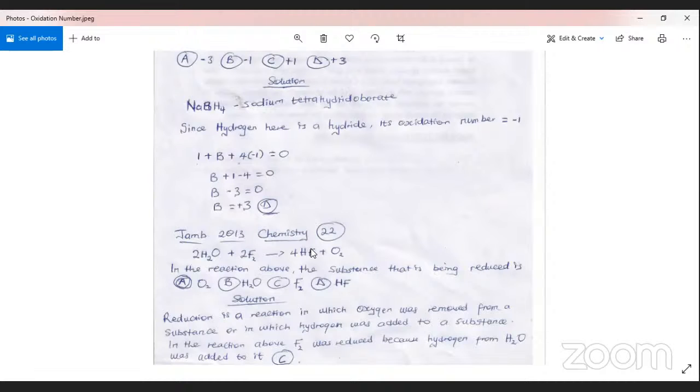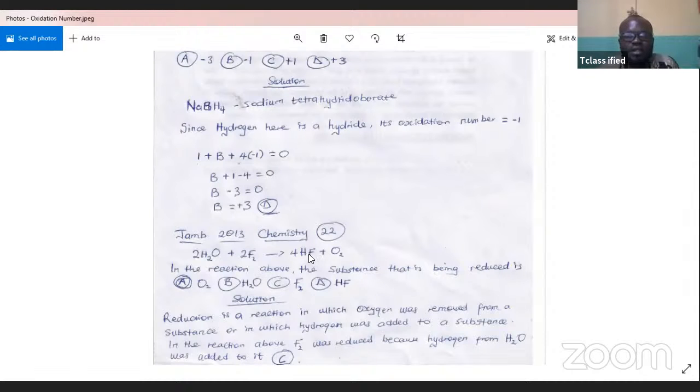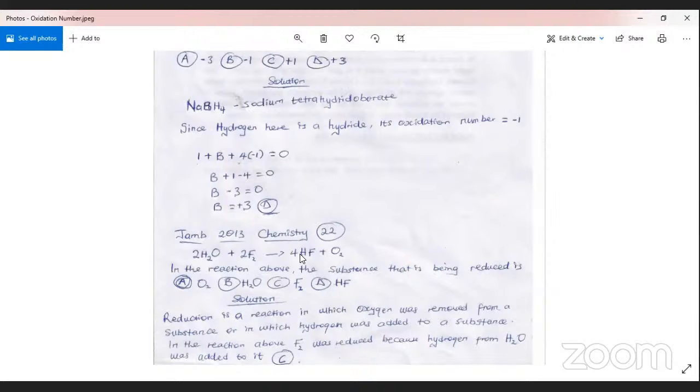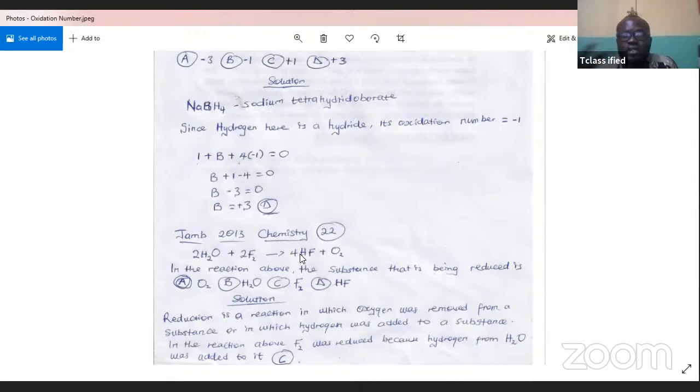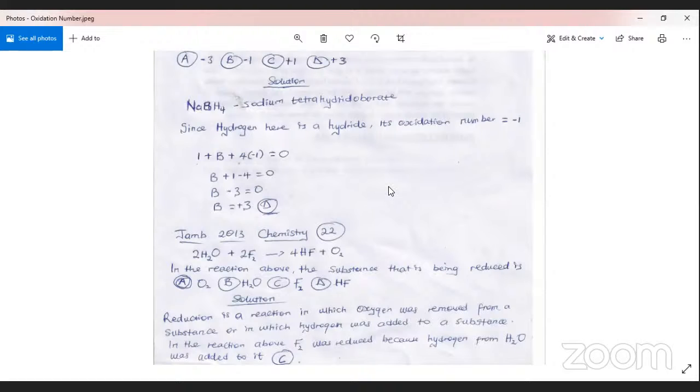Good. Hydrogen fluoride, because hydrogen has been added to this fluorine. So what hydrogen does is reduction. Anywhere hydrogen is newly going is causing reduction to that very place, whereas anywhere oxygen is going, oxygen is causing oxidation. Oxidation is the opposite of reduction. So are you clear on that? Yes, sir.